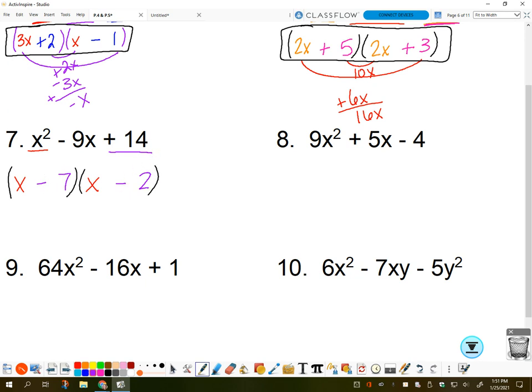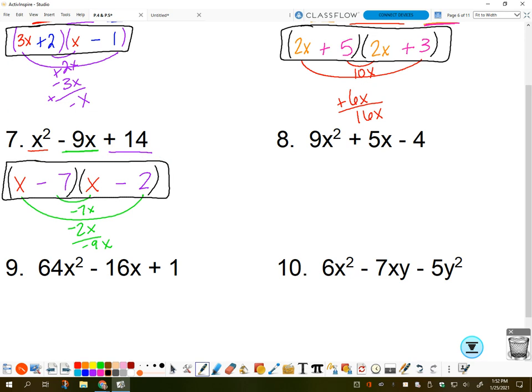I am checking to see if I can get this negative 9 when I do the outside and the inside. And the answer is yes, that is correct. So box it and move on. All right, so I think you might be at a point now where you can pause the video and try this one and see how you do.